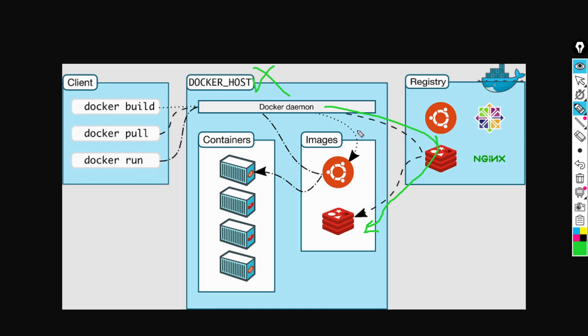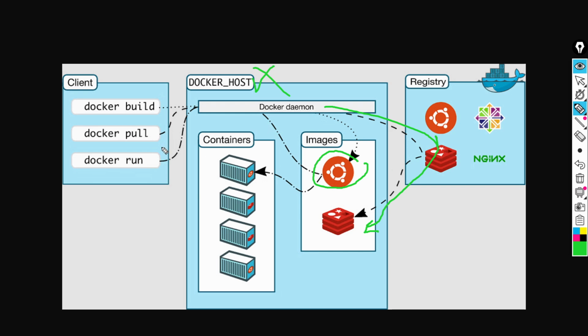If you see in this particular example, in the first command we are building a Docker image. We just built an Ubuntu image. In the second command we are pulling the Redis image from the Docker registry.